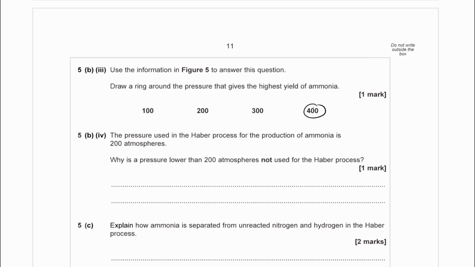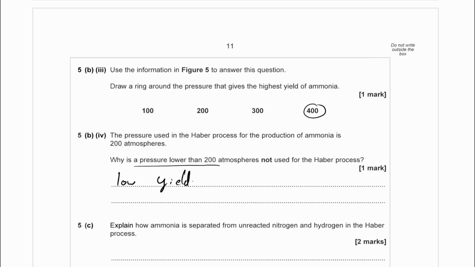It says in part 4, the pressure used in the Haber process for the production of ammonia is 200 atmospheres. Why is a pressure lower than 200 atmospheres not used for the Haber process? And you've got to be really careful here. It's trying to trick you. Well, that's because below 200 atmospheres, as we saw on the graph, the yield is too low. And so below there, we have a low yield.